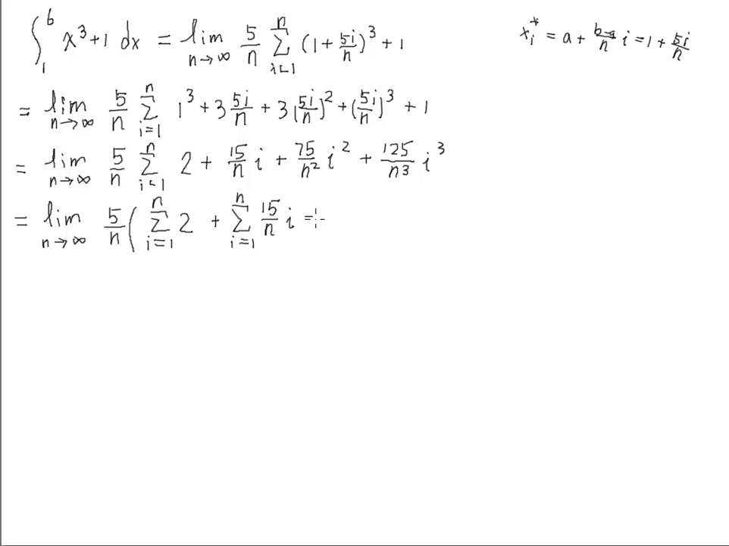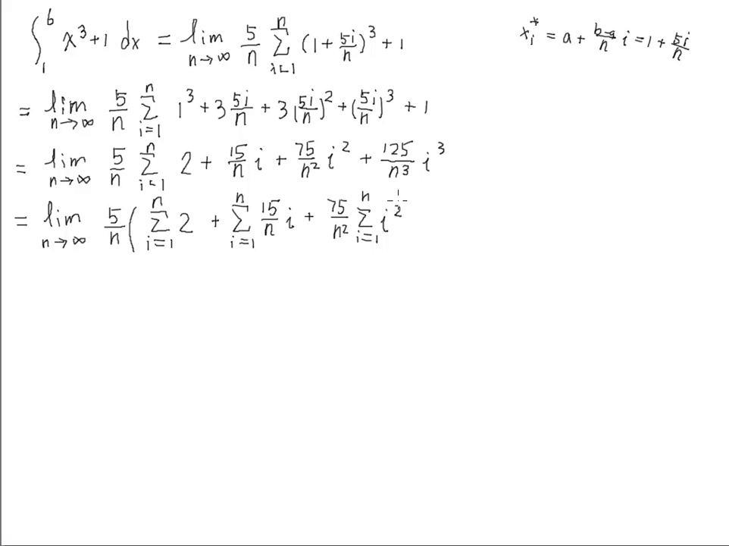So what we have over here is 75 over n squared, and then we have sigma, i from 1 to n, of i squared.